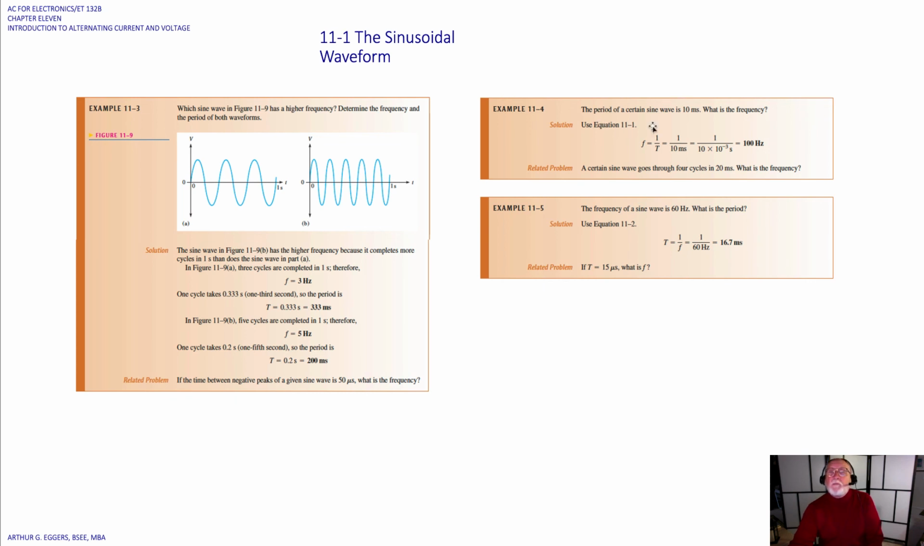Example 11.4, the period of a certain sine wave is 10 milliseconds. What is its frequency? Pull out your calculator, type in 10 milliseconds, 10 to the minus third. Do the inverse, x to the minus 1, you get 100 hertz. Example 11.5, the frequency of a sine wave is 60 hertz. What's the period? Again, we do the inverse, type in 60. Since it's a per second relationship, that's over 1. So 60 inverted is 16.7 milliseconds, or 16.7 times 10 to the minus third.